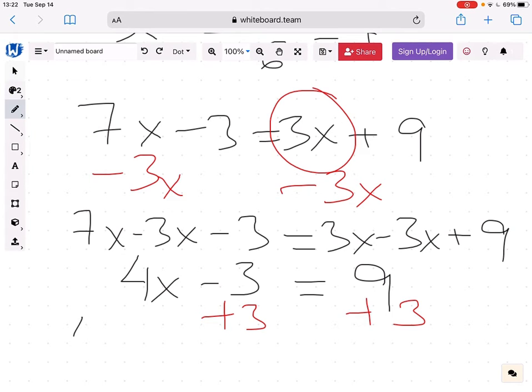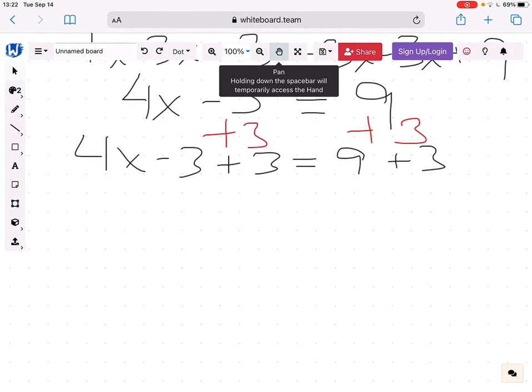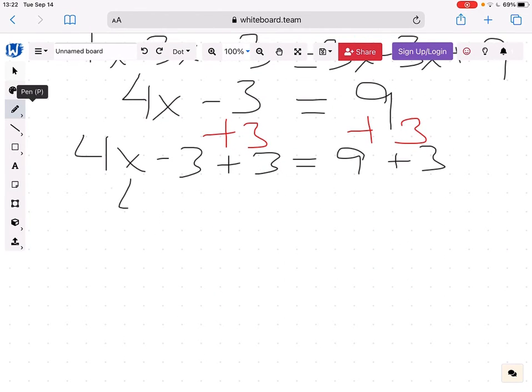And what do we have? We get 4x minus 3 plus 3 equals 9 plus 3. And what do we have now? We have 4x on the left, minus 3 and plus 3 cancel out. And on the right we have 9 plus 3, which is 12. And now we have 4x's equals 12.